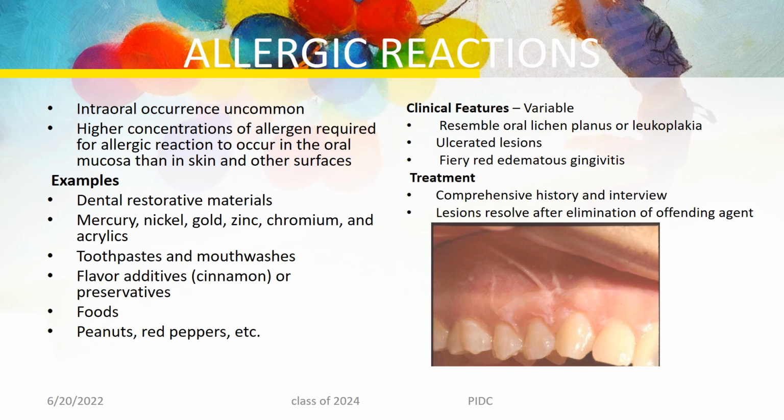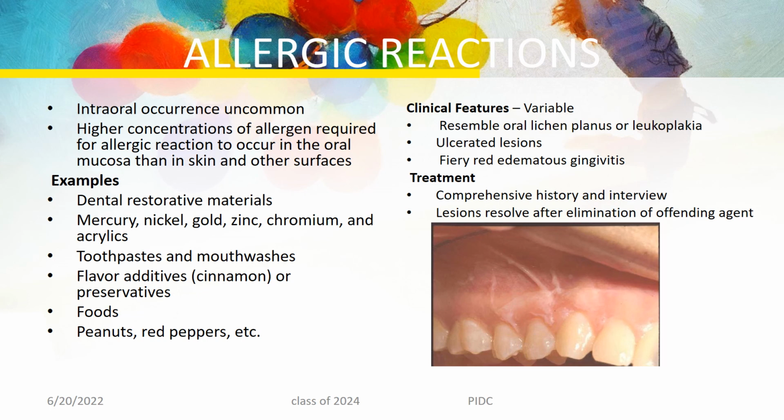Allergic reactions do occur in the oral cavity. A higher concentration of allergen is required to cause allergic reactions in the oral mucosa than in the skin or other surfaces. For example, dental restorative materials such as mercury, nickel, gold, zinc, chromium and acrylics, toothpaste and mouthwash, flavor additives like cinnamon or preservatives, and foods like peanuts or red peppers could cause allergy. Clinical features are variable. It resembles oral lichen planus or leukoplakia. Ulcerated lesions may be present.